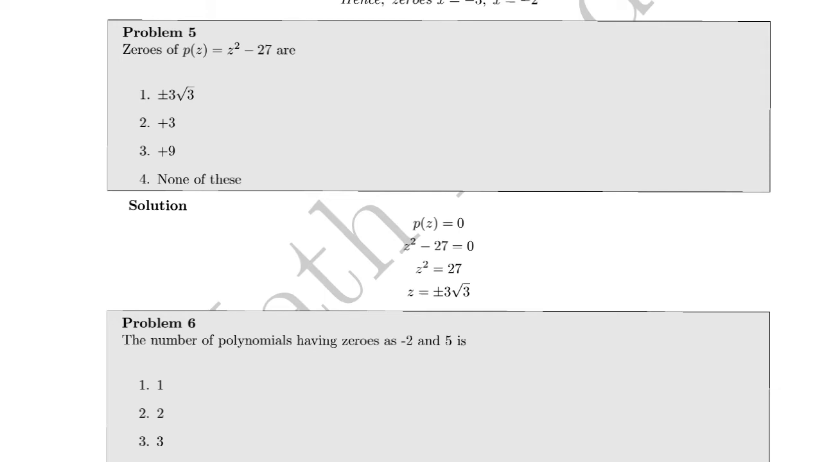Let's put the polynomial equal to 0. p(z) is equal to 0, z square minus 27 is equal to 0. Then let's transpose minus 27 to the right hand side. Then z square is equal to 27, and then z is equal to plus minus 3 root 3. After putting these values in place of z, we can check the answer. If we put plus 3 root 3 or minus 3 root 3, both values squared give 27, and 27 minus 27 is equal to 0, so these are the correct values and the first option is correct.